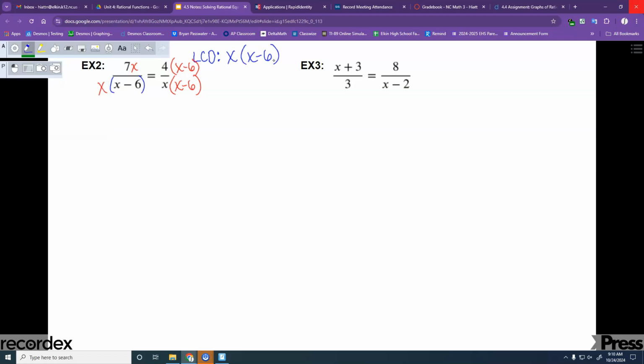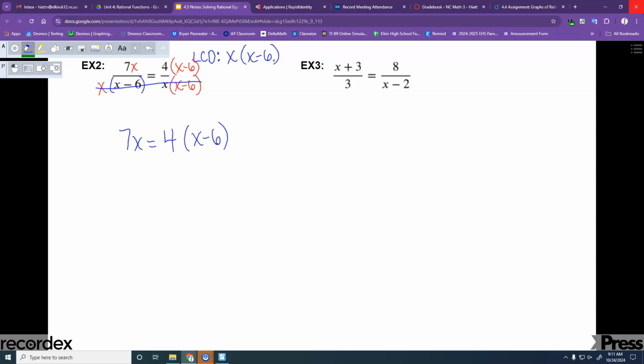So, our denominators are the same now, right? They are both x times x minus 6. Once you get the denominators the same, if you multiply through, they cancel. So we're just going to mark them out. They're not there anymore. Just keep the numerator. We got 7x equals 4 times x minus 6. Okay? I need to solve this.